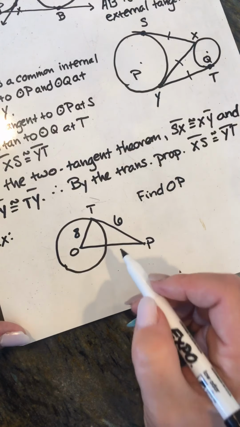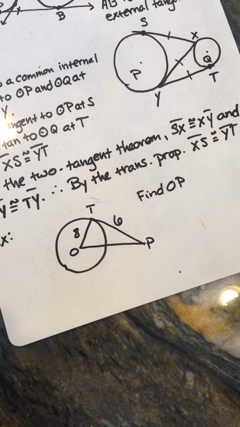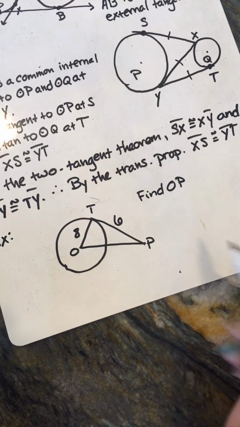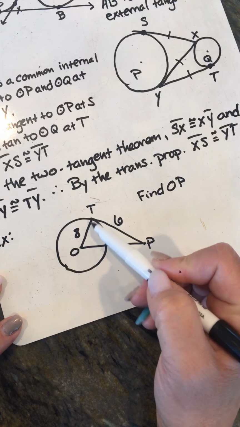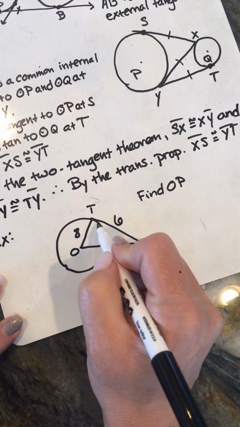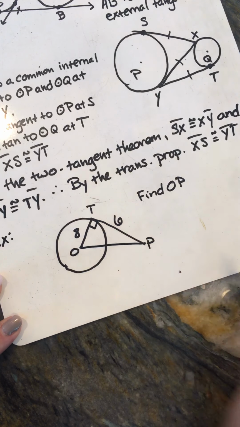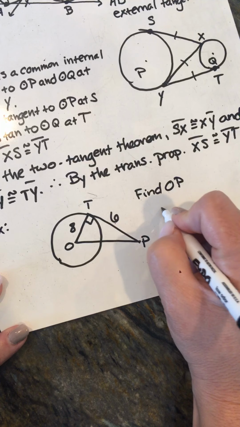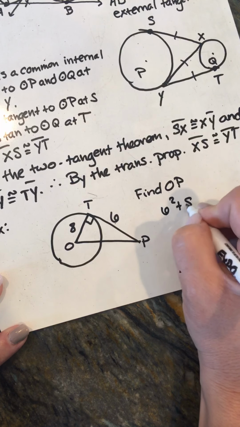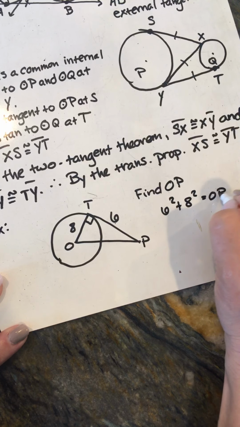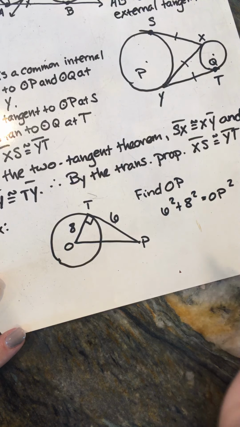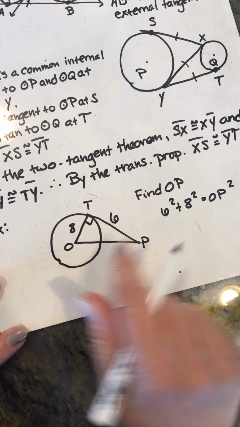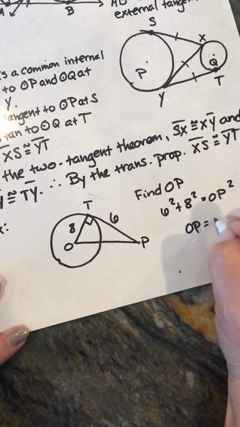Okay, so here we go. What kind of triangle is this? Don't open your mouth until you've thought for a couple seconds, okay? We have a tangent line meeting a radius. Okay, so it's a right triangle. So we can say 6 squared plus 8 squared equals OP squared. Or some of you are like, Ms. Carty, this is a family. It's the 3, 4, 5 family. So 6, 8, OP is 10.